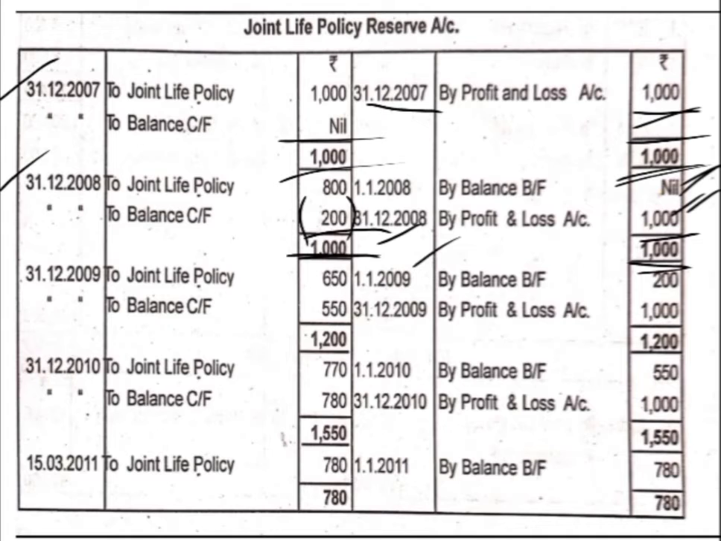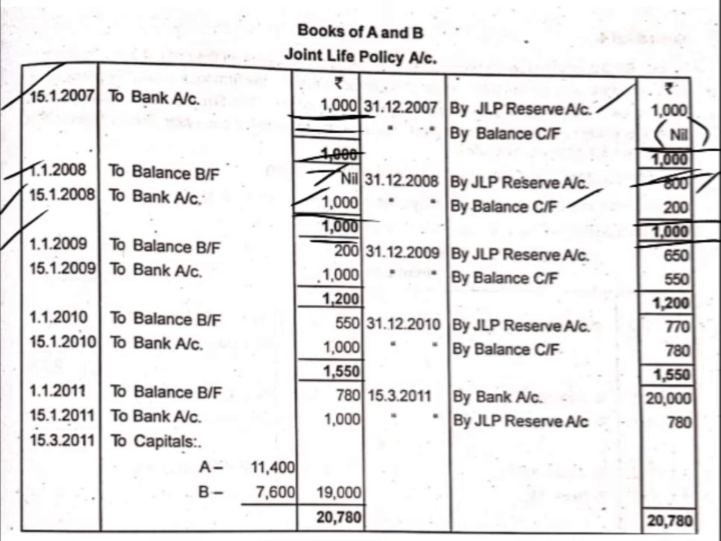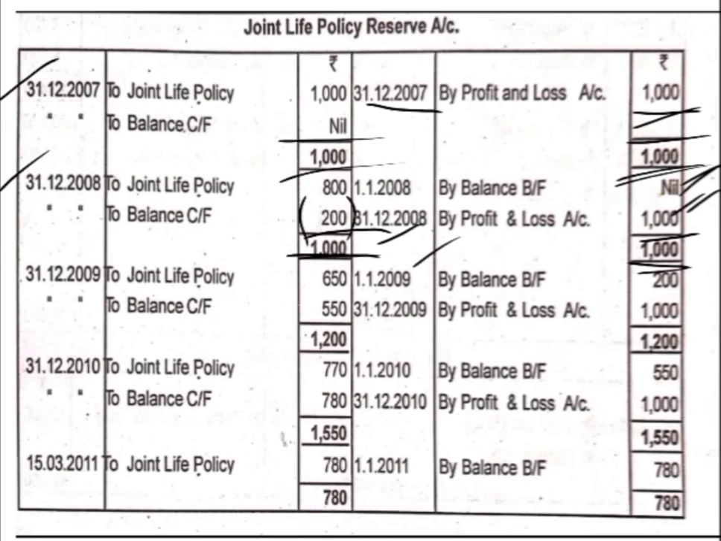Again in the year 2009, the policy has not matured. We are going to repeat the same entries. The first entry here would be for making the third annual premium payment. So on 15th January 2009, we have to write to bank account 1000. Thereafter, two more entries at the end of that year, that is on 31st 12 2009, for making the appropriation of profit and loss account debit to joint life policy reserve account by profit and loss account, amount is 1000.